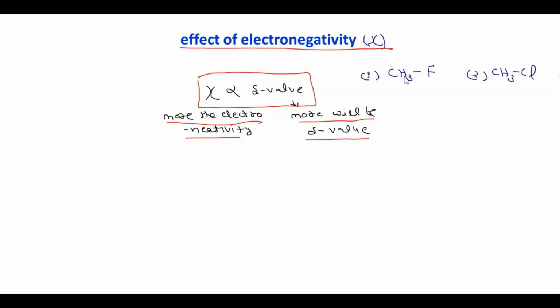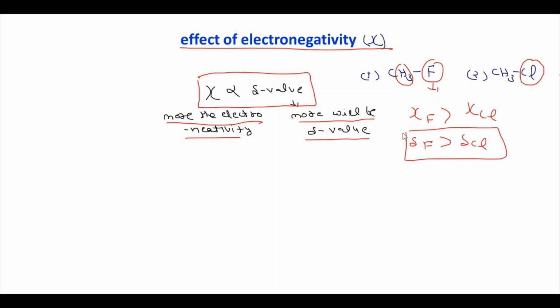Here in the first compound, we can clearly see that these three hydrogens are directly attached to the fluorine atom. And here they are directly attached to the chlorine atom. And we all know the electronegativity of fluorine is greater than the electronegativity of chlorine. So that means the delta value of fluorine will be greater than the delta value of chlorine. This is a very easy example by which you can compare the delta value by remembering these equations only.